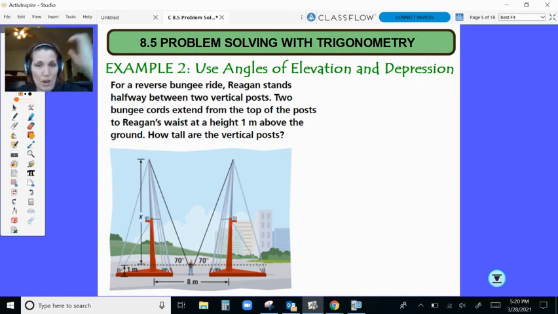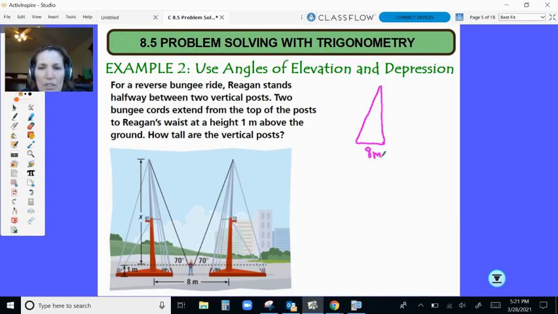So for a reverse bungee ride, Regan stands halfway between these two towers, and the bungee cords extend to the top of the two posts. To Regan's waist down here is 1 meter high. Okay, how tall are these vertical posts? So if I were to draw a triangle representing this just on one side, so Regan is standing over here, this is going to be 8 meters long right here because it's from her waist to over here, which is half this distance, so 4 meters, right? So that'd be 4. We want to find the height here. This angle right here is 70 degrees. So if I'm going to look at this triangle right here, we're talking about a tangent.